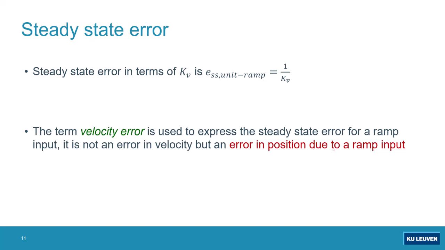Remember, in here, the term velocity error does not refer to a steady state error in velocity, so it's not an error of velocity, but rather an error in position due to a ramp input. Okay.